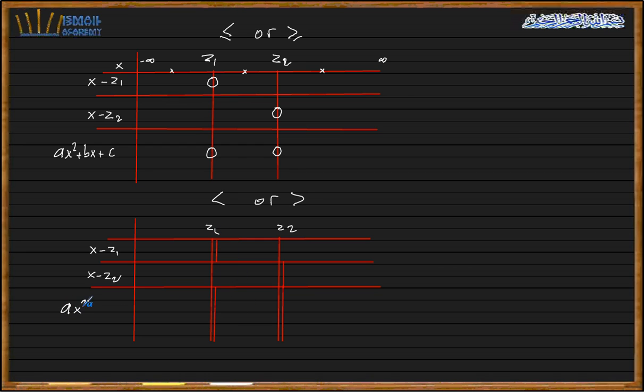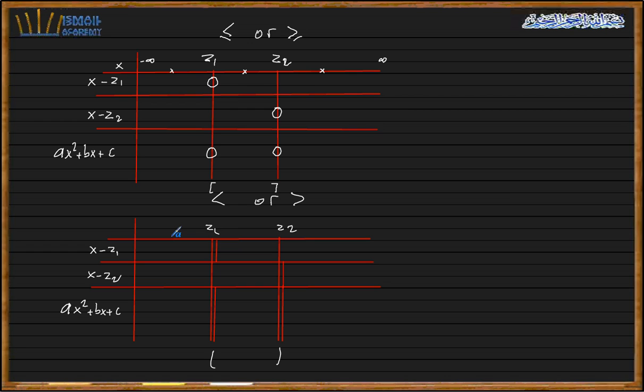So here I have the expression. As you see, it's the same construction, the same thing. The only difference is those two lines that we have here for less than, which means we exclude the zero values, which are z1 and z2. That means they are out of the solution, which means here we use parentheses, and here we use brackets when we express the solution of the quadratic inequality. So this is the table we use.